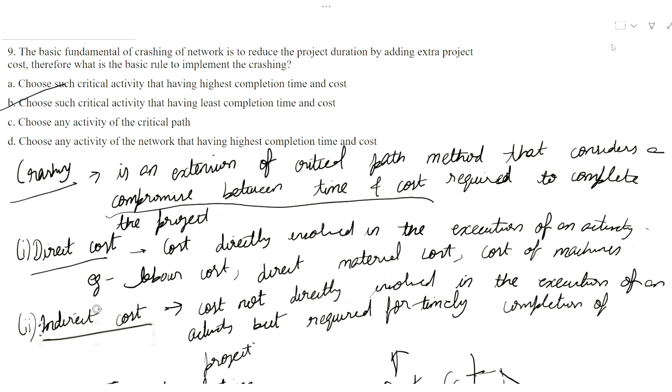Now, this is the fundamental of crashing. Crashing is an extension of the critical path that considers the compromise between time and cost required to complete the project. Now, there are also direct costs and indirect costs related to crashing.